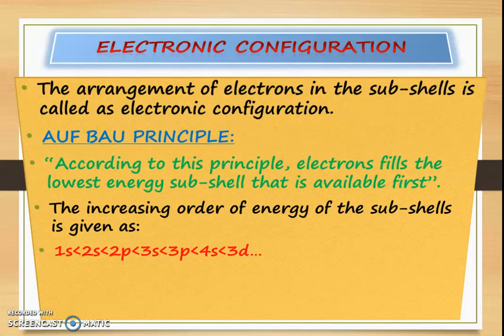For arranging electrons in subshells, we have to follow the Aufbau principle. What does this principle say? According to this principle, the electrons fill the lowest energy subshell that is available first. It means we have to fill the subshell of lower energy first before going to a higher level. The increasing order of energy of subshells is given as 1s is less than 2s, is less than 2p, less than 3s, less than 3p, and so on.